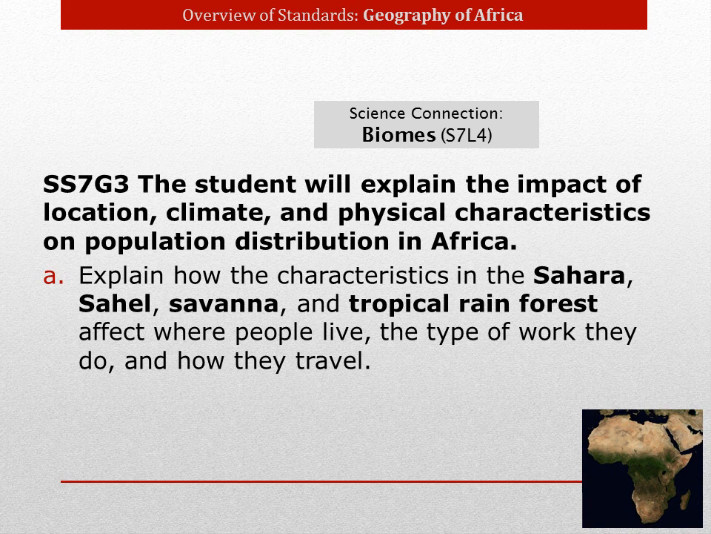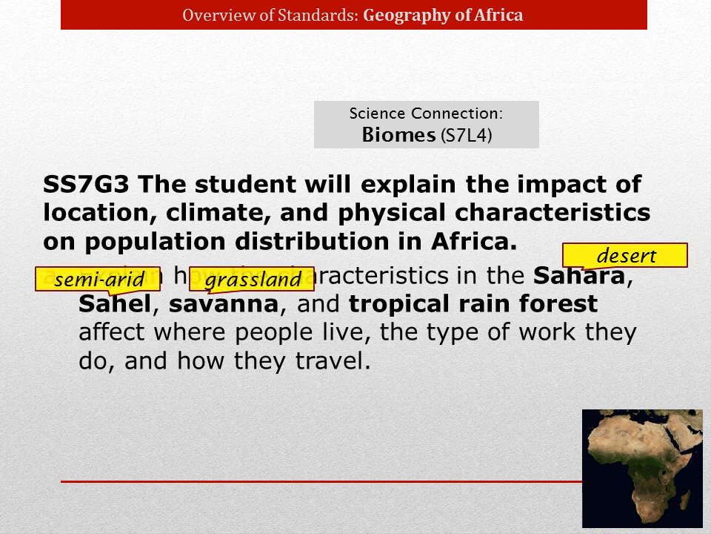And 4 of these are, in fact, biomes. The Sahara is the desert biome in Africa. The Sahel is the semi-arid biome. Savanna is the grassland biome. And the tropical rainforest is, of course, the tropical rainforest biome, which is a biome with lots of rain and, of course, trees.